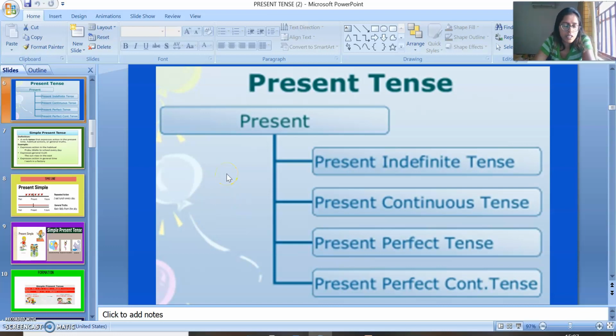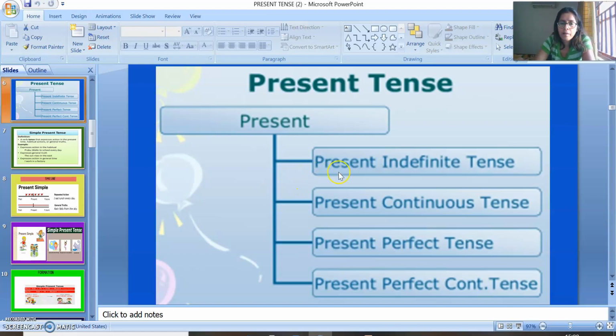So there are three types of tenses. First is past, second is present, and the third one is future tense. Fine. And each tense is further divided into four subparts or four subdivisions, right? Since I'm teaching you only present tense right now, my focus will be only on present tense. So I'm going to discuss these four subdivisions of present tense only in this video.